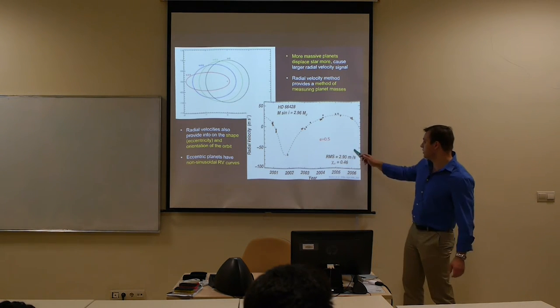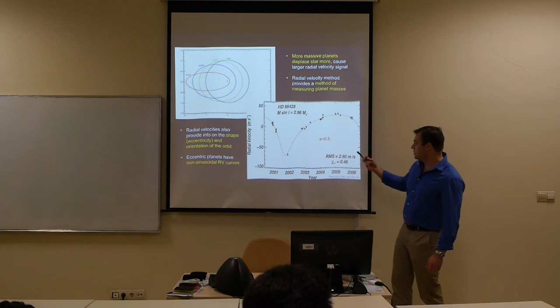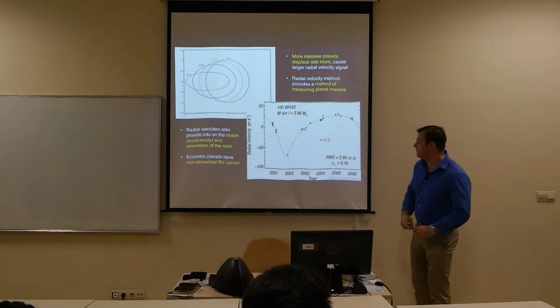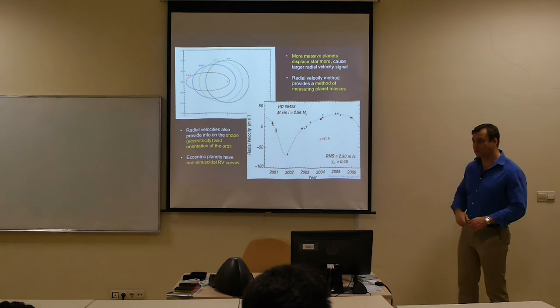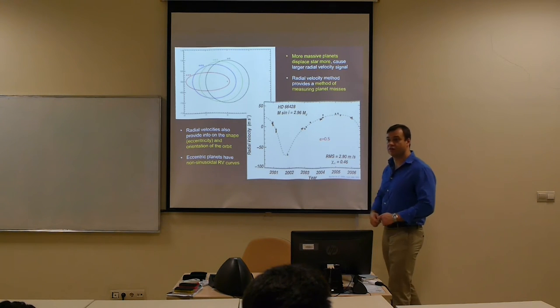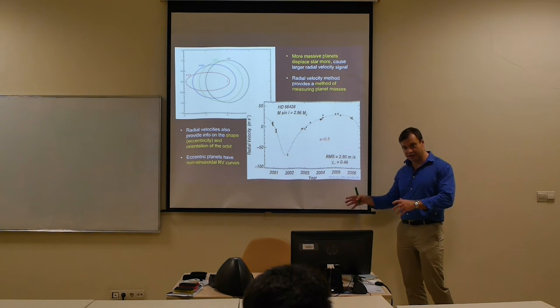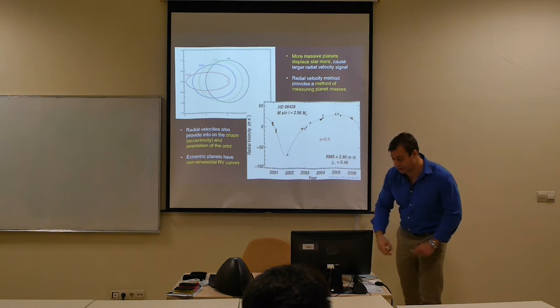So, for example, this is a real planet and its radial velocity signature, and you see that for an eccentricity of 0.5, the radial velocity signal does not look like a pure sinusoid. It's actually quite distorted. So by measuring this distortion, we can figure out the eccentricity of the orbit. So not just the mass of the planet, but also the shape of its orbit.